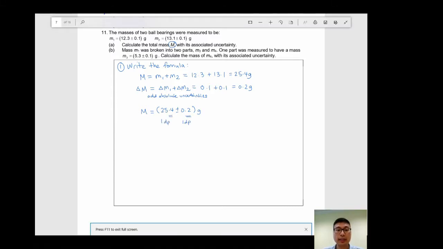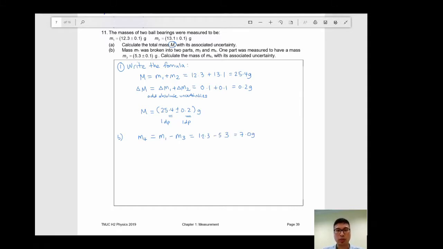Now, let's take a look at the second part of question 11. The first ball bearing M1 is broken into two smaller pieces, M3 and M4. So they want us to find out what's the mass of M4. Well, first thing we do, write the formula. Okay, so the first step is to find the actual value. Next, let's work out the absolute uncertainty.